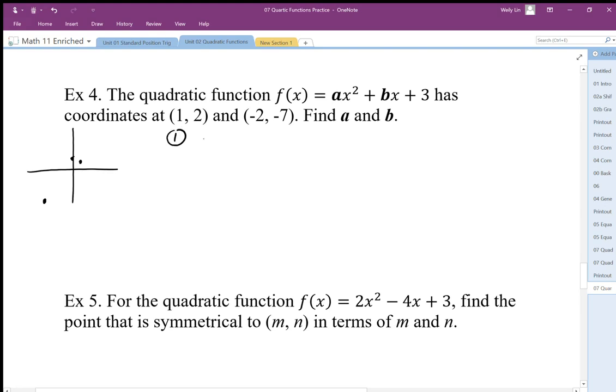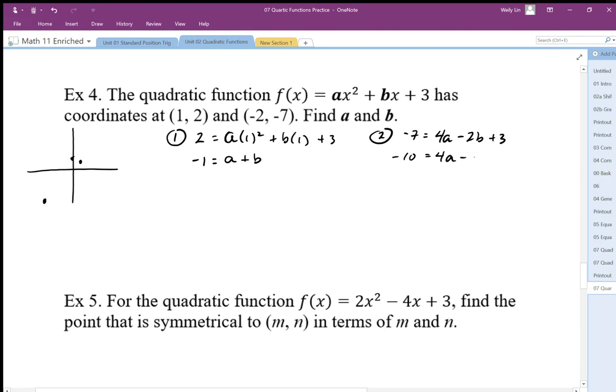And I'm going to use the two relationships by just plugging in the x and y. So I get A times 1 squared plus B times 1 plus 3. Simplifying that, I get A plus B, and I'm going to subtract 3 from both sides, is equal to -1. Okay, so that's equation 1. Equation 2 is using the other coordinate. So I end up with 4a, -2 squared, minus 2b plus 3. And so when I solve this, I get -10 equals 4a minus 2b.